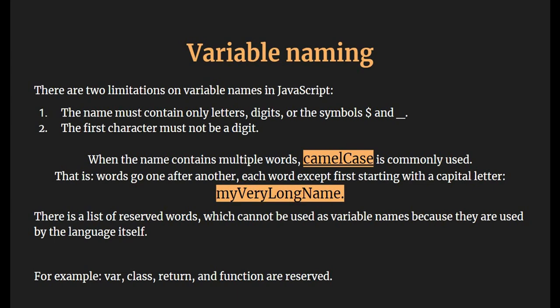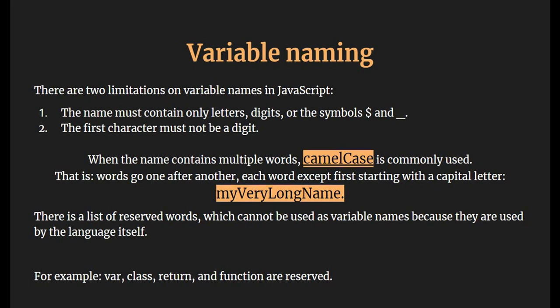Then the second limitation in variable naming is that the first character must not be a digit. Yes, this is important. The first character should not be a digit. You cannot give a variable name such as 1variable2 or 1variable3. The first character should always be a letter, an underscore, or a dollar, not a number, not a digit.